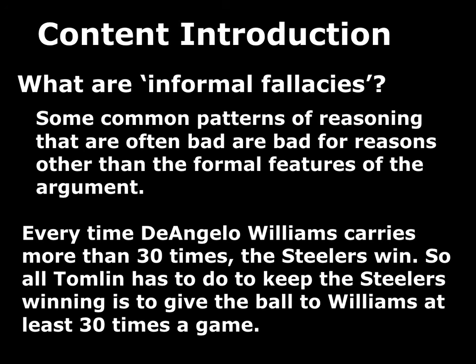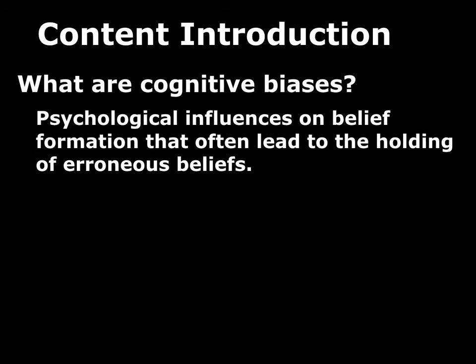And the problem isn't that the premises are false, right? It is true that when D'Angelo Williams carries 30 times a game, the Steelers win, right? So the problem isn't that the initial information is false, but the reasoning is bad. But we can't understand why the reasoning is bad using the formal tools we'll develop in chapters 1 through 4. So we have to have some new tools to look at some of these cases. So those are informal fallacies.